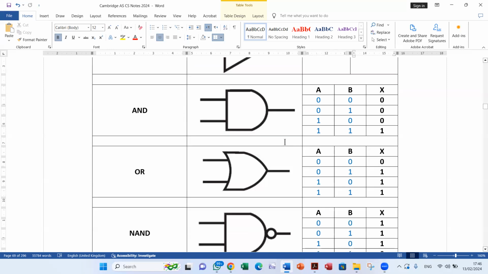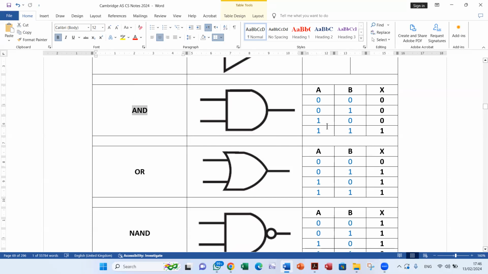Next is the AND gate. You have to learn how to draw it. A straight line from here and half a circle. And these are the two inputs, and this is the single output. All the logic gates we are studying produce just one output. And it is written as AND. This is the AND gate. And this is the truth table.